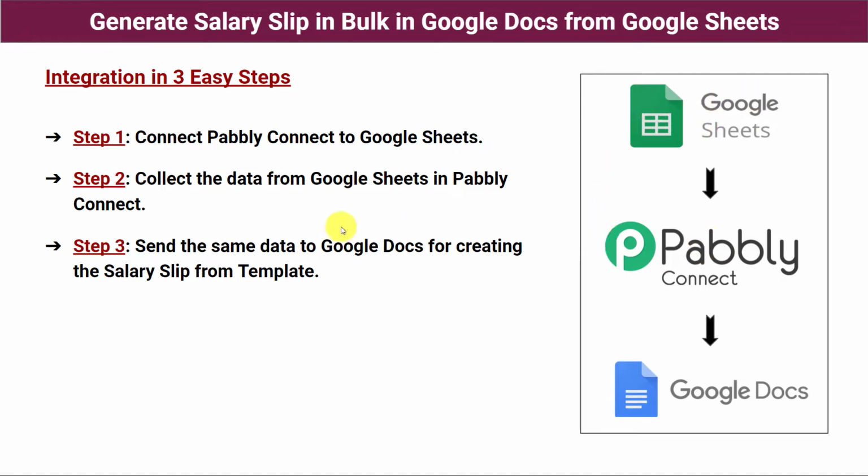with Pabbly Connect. Then in the second step, we have to collect the data from Google Sheets in Pabbly Connect. It means once Google Sheets is connected with Pabbly Connect, the data available in our Google Sheets, we have to capture the same data into Pabbly Connect. Then in the third step, we have to send the same data to Google Docs for creating the salary slip from the template. As the data from Google Sheets is collected into Pabbly Connect, we have to transfer the same data into Google Docs, so that we can create the salary slips from the template which I have already created in Google Docs.